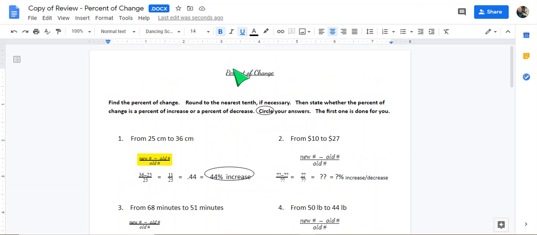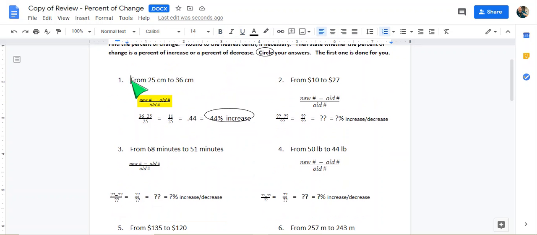Okay, so now we're going to talk about percent of change, all right? So, for example, I start with 25 centimeters and then it goes up to 26 centimeters. So I need to think what percent did the amount increase, okay? So if I go from 25 to 36, you increase by 11 centimeters, right?